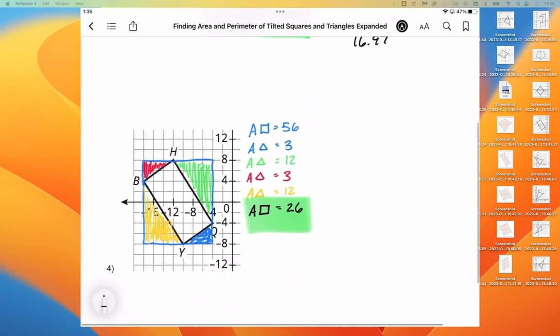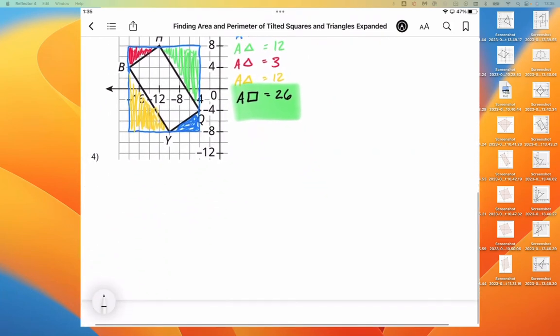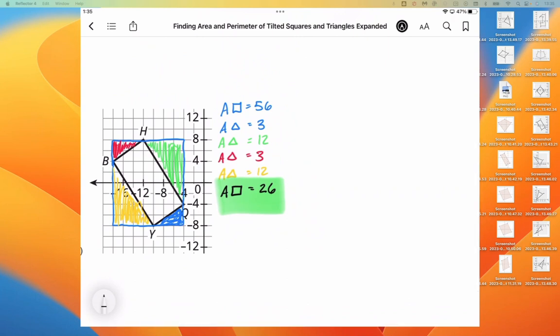And so then for the perimeter, we do have to do the distance formula twice, which is kind of a pain. I'll do the long side first. We'll have negative 12, 8, and negative 4, negative 4. So x1, y1, x2, y2.